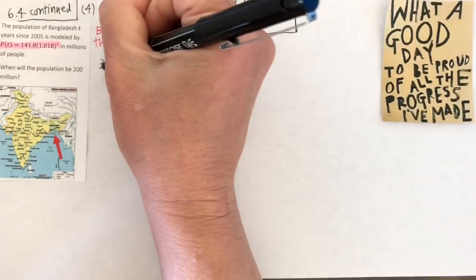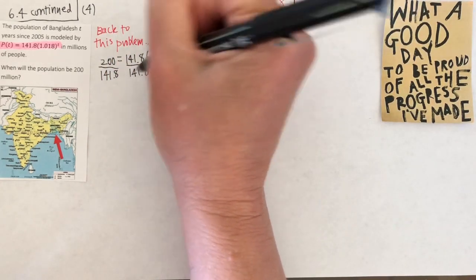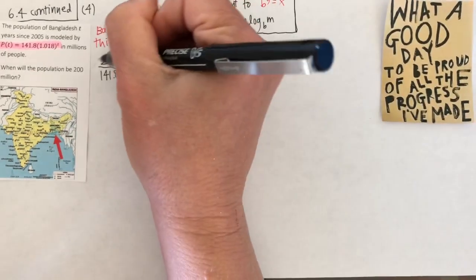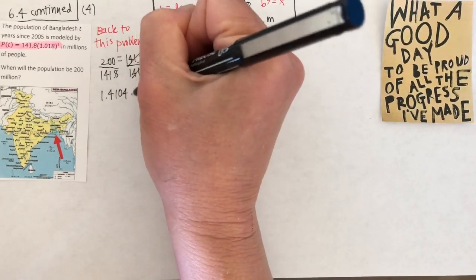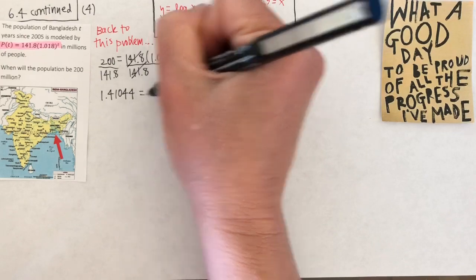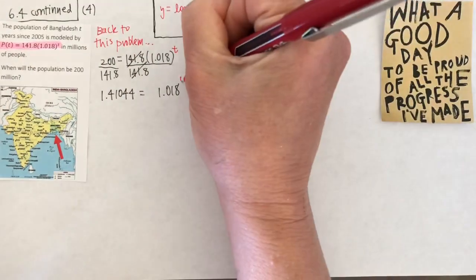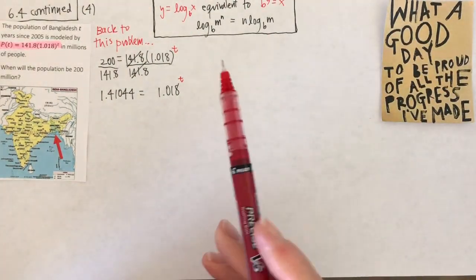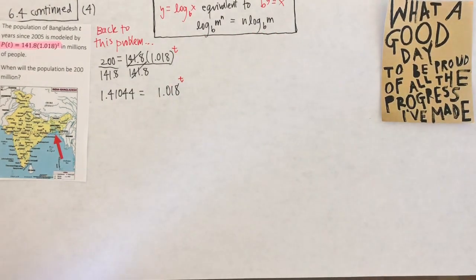We started the problem earlier. We decided that we'd divide both sides by 141.8 because it would cancel here. And when we put it in the calculator, we get that this equals 1.018 to the t. And then we were stuck there. But now that we have logarithms, we're going to use this power rule of logarithms and solve this equation. This is an equation, so as long as I do one thing to the left side, I can do it as long as I do it to the right side.